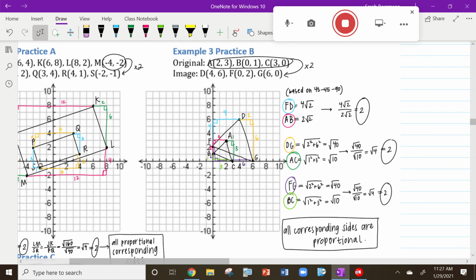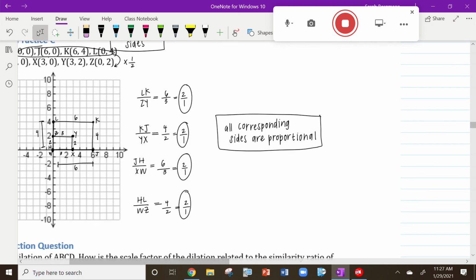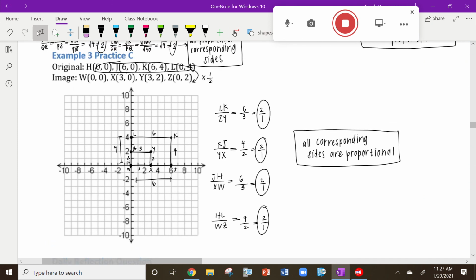For example, practice problem B, depending on how you looked at it, again, it's either 1/2 or 2/1 as the proportion, and they're all corresponding. All the corresponding sides have that same proportion, so that one's verified. And finally, for part C, depending on how you look at it, again, we get 2/1 or 1/2, so all the corresponding sides are proportional, and it's verified that those are similar.